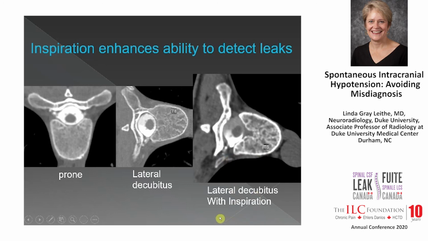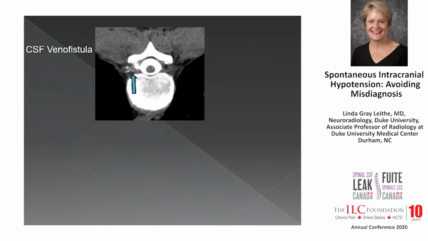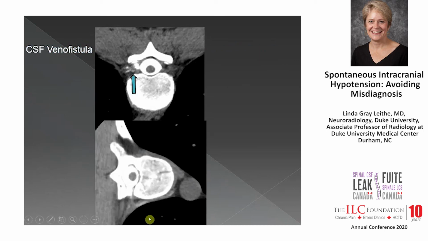So you have to do some problem solving sometimes when you're looking for these very subtle abnormalities. This is a patient who had an irregular nerve root sleeve, and in the lateral decubitus position, we discovered that this was actually a CSF venofistula filling the paraspinous vein and then the azygos vein.